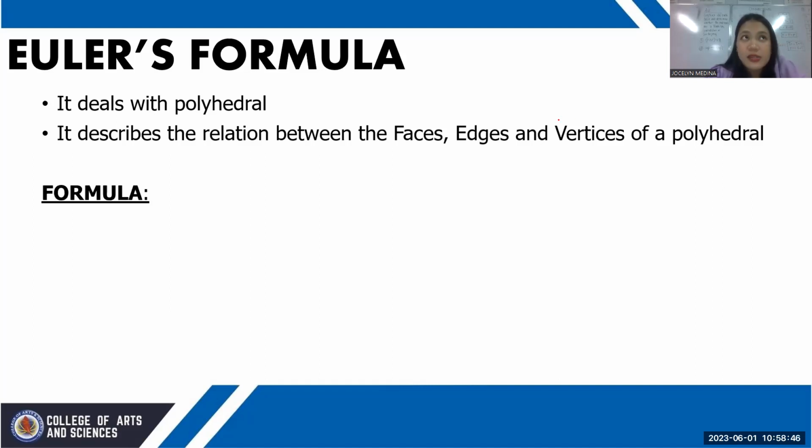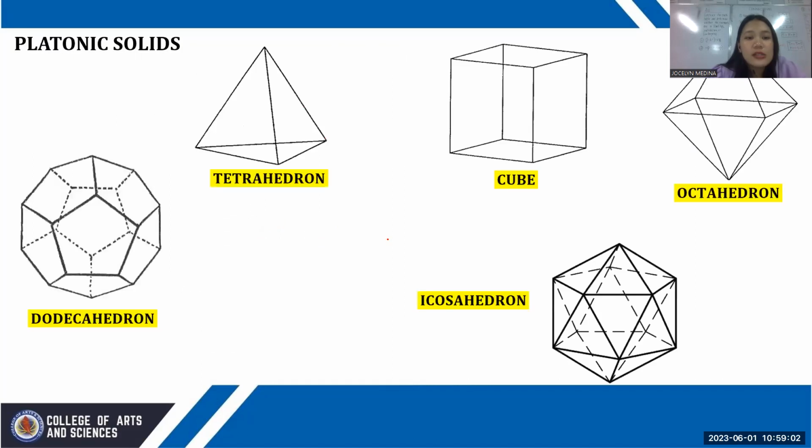It describes the relationship between faces, edges, and vertices. If you add your faces plus your vertices minus your edges, the answer is always equal to 2. For example, let's consider the tetrahedron.